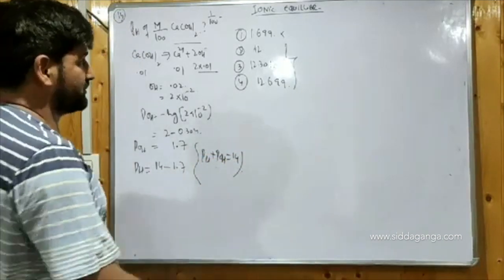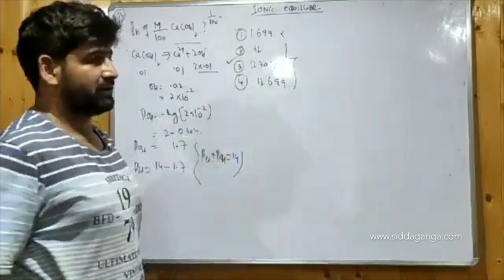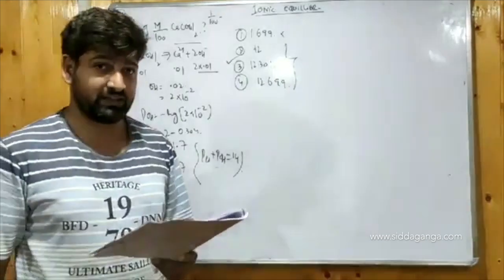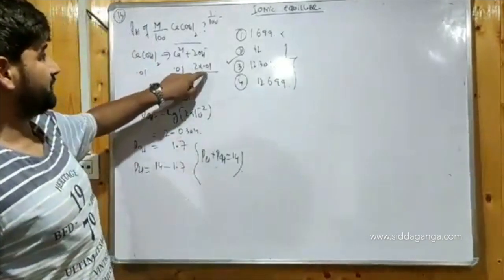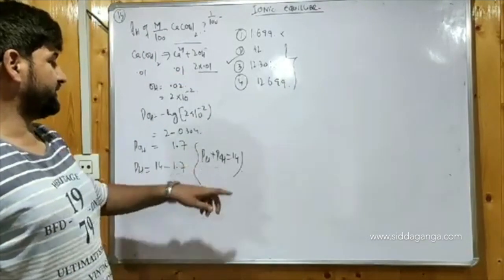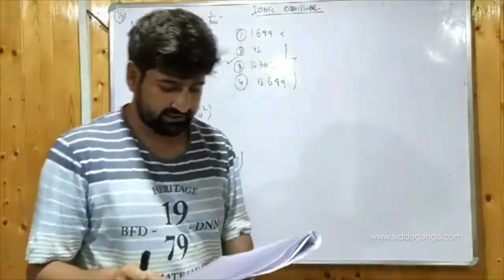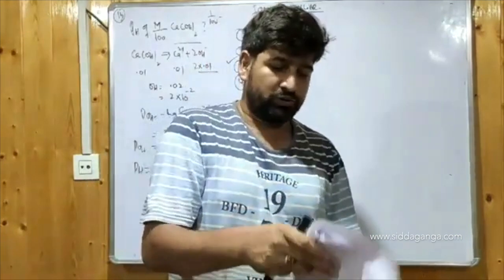So what will be the correct option for us? Option 3 will be the correct option. That's 12.301 will be the correct option for us. Am I clear? So here the thing is that you have to multiply it by 2, calculate pOH, then pH plus pOH is equal to 14. You can solve the question then. Clear? Very good. Move to question number 14.